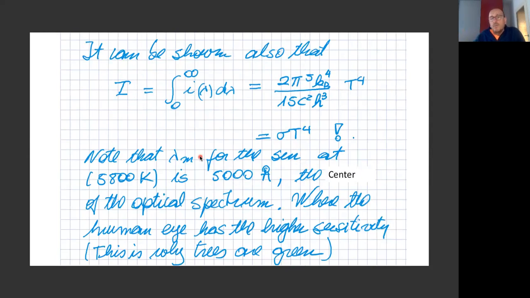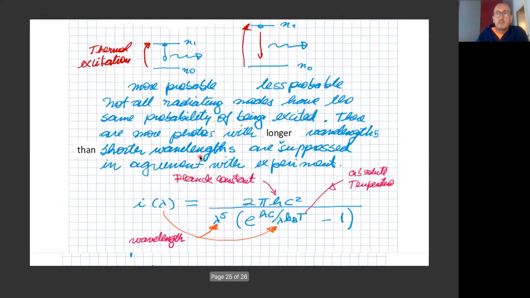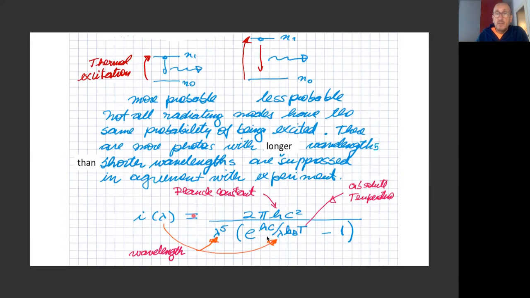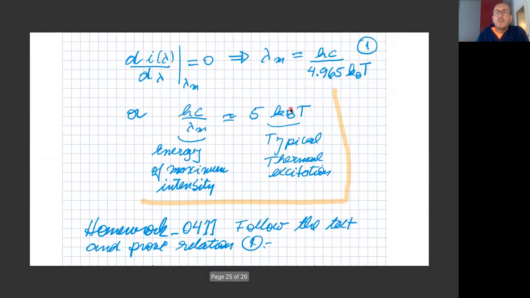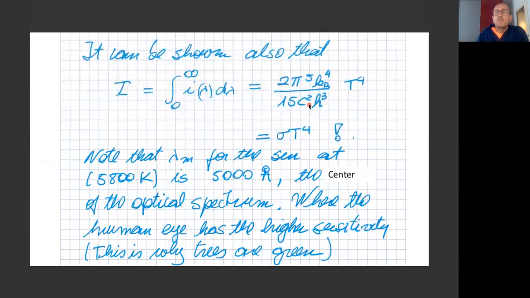It can also be shown that if you integrate this expression as a function of lambda, for all the possible lambdas, you get something that goes like T to the 4th. Wouldn't that be nice? So essentially, for this Stefan-Boltzmann constant that I have in front here, I can have a theoretical way of predicting its value.